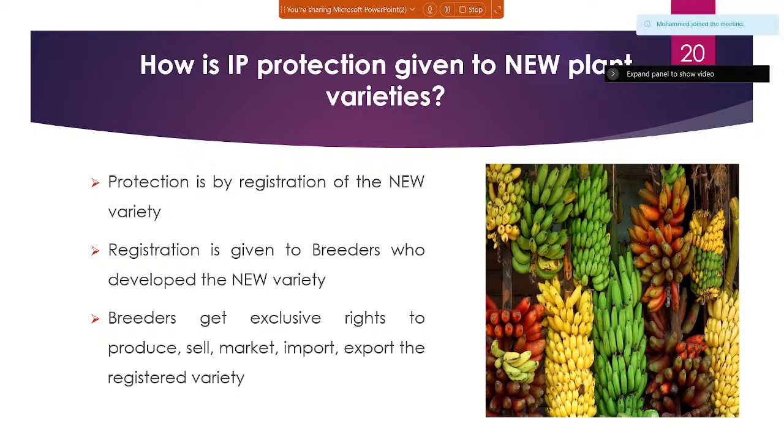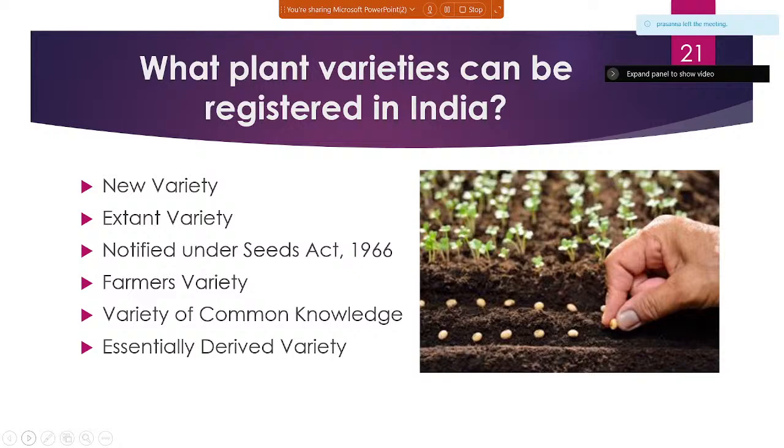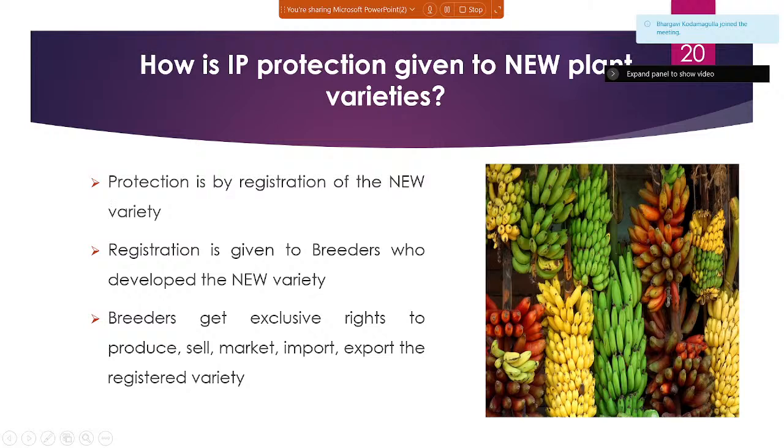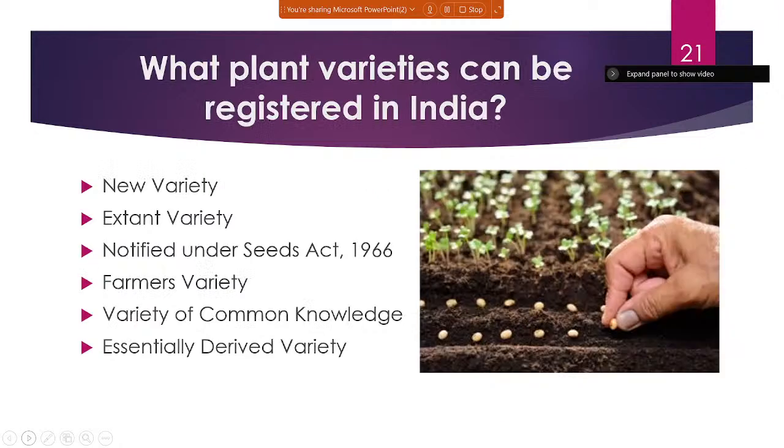Breeders get exclusive rights to produce, sell, market, import, export their registered variety. So in all the IP Acts, you will see that there are specific rights mentioned in the Act that the owners of that IP get. Just like that here, the last line is the one, what are the exact rights that the breeder will get when they have it registered.